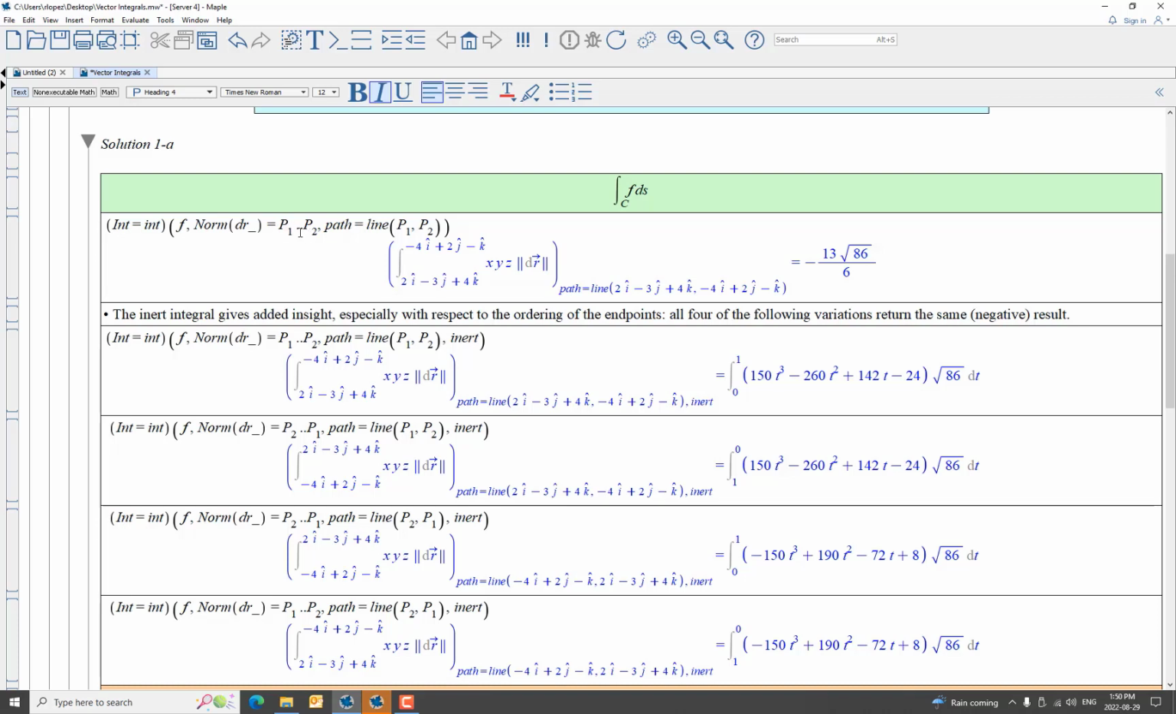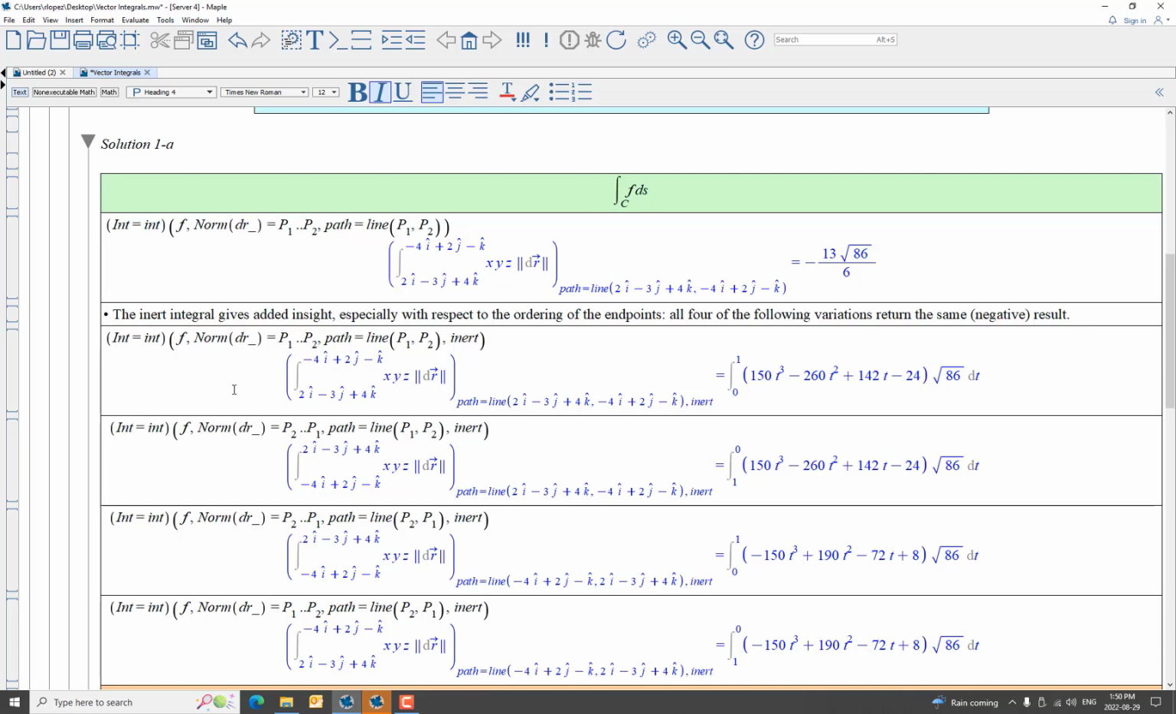And that's equal to P1 to P2. So this range tells the command which way you're integrating along that line. And the line is given by this keyword, path equals line, P1 to P2. And here you can see the unevaluated integral, P1 to P2. The dr has these norm bars around it. So here you say norm, and here you see norm bars. This is the value of that integral because you've got this scalar xyz.